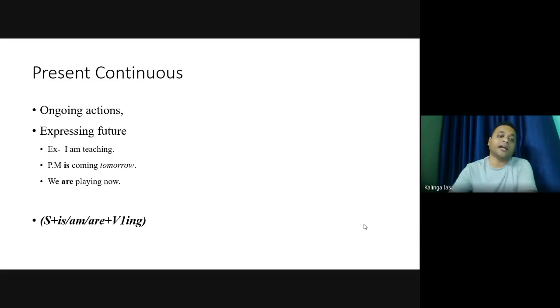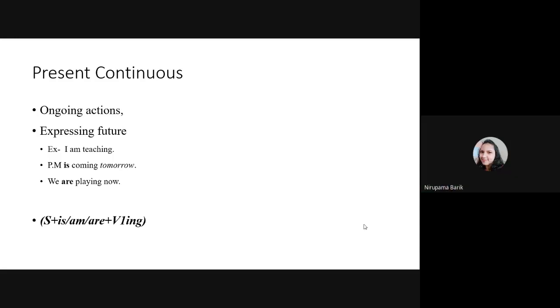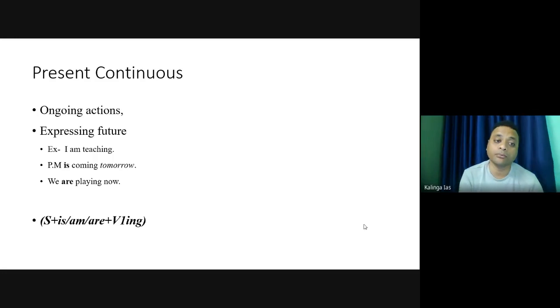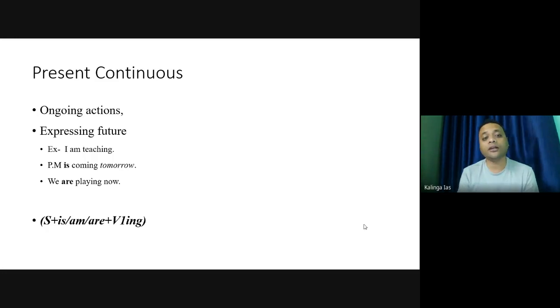Expressing future using ing. We are going to Puri tomorrow. The Prime Minister is coming tomorrow. Okay. We are visiting them tomorrow. We are meeting tomorrow. Okay. Using ing, you can talk about future plans. Right. That is also done.